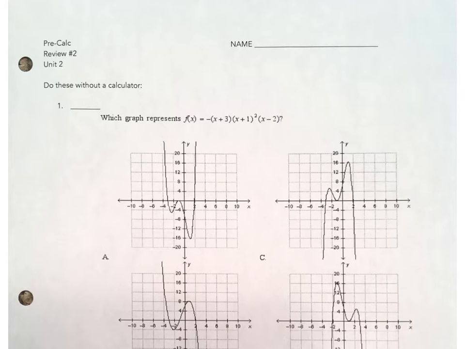All right, here we go, everybody. Review for the Unit 2 test. It is a test. It's 100 points. The beginning part of the test is without the calculator.